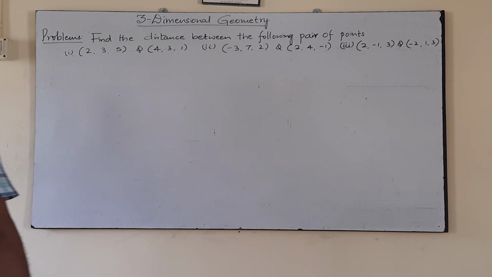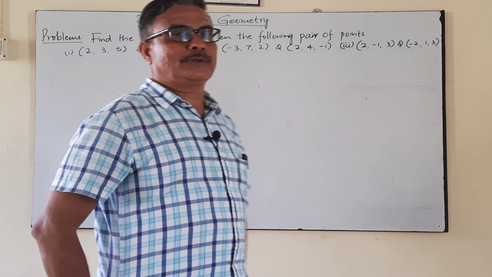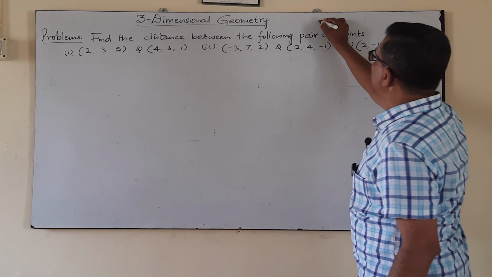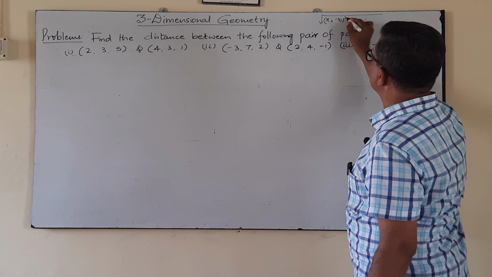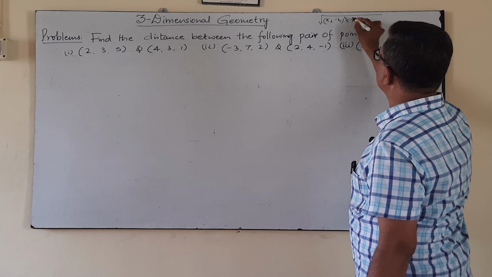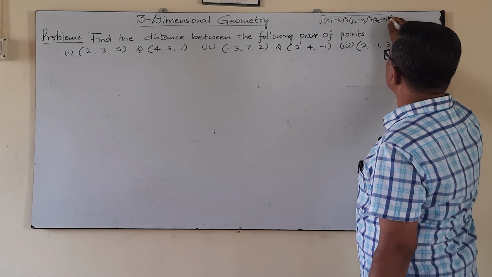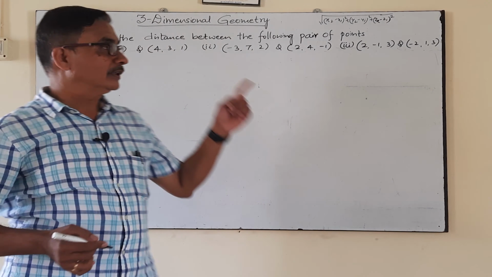Clear, students? So the distance between 2 points (x1, y1, z1) and (x2, y2, z2) is given by the formula, remember, under root of (x2 minus x1) to the power of 2 plus (y2 minus y1) to the power of 2 plus (z2 minus z1) to the power of 2. Based on that formula, to solve the problem, one more question.